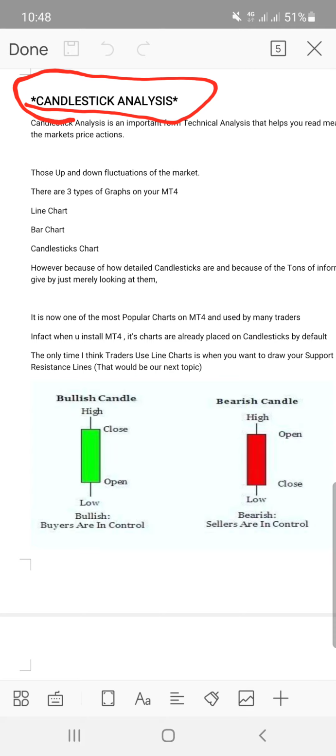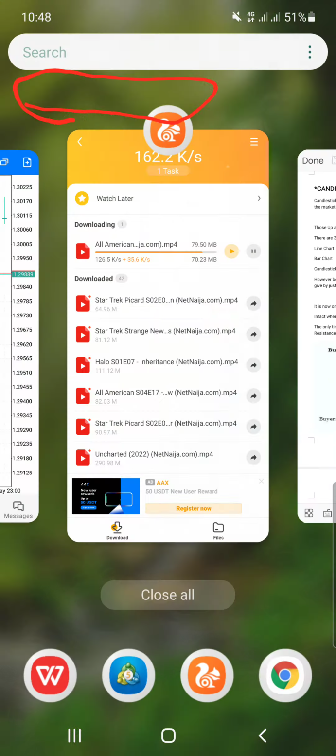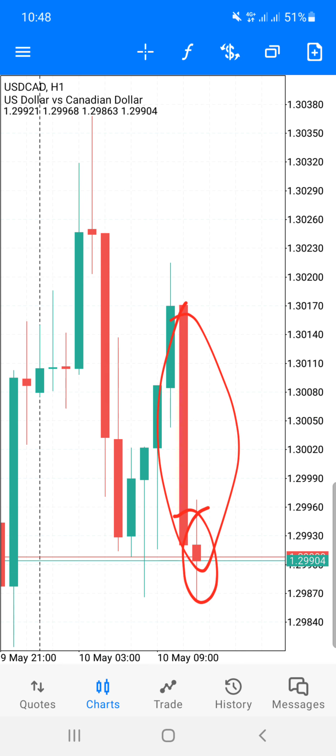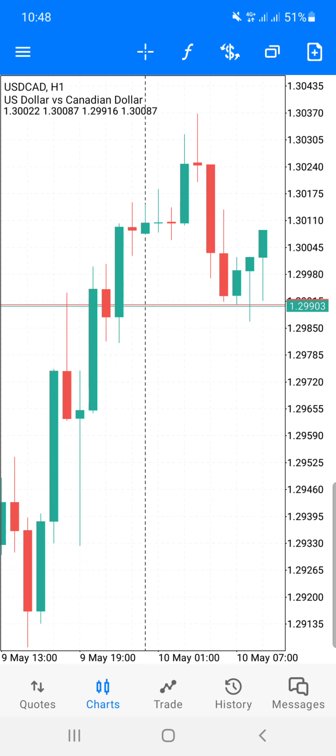So now in forex, we have what we call candles. These things here are called candles. All these things you're seeing here, this red and green, they are called candles, right?